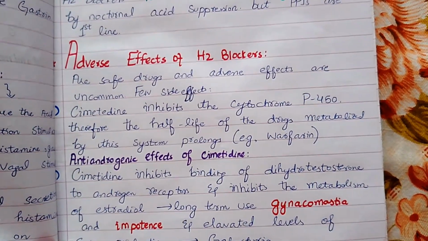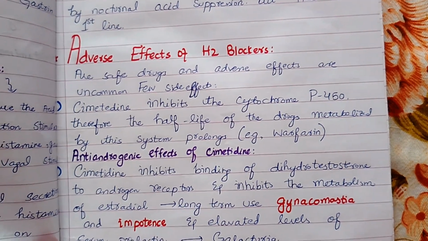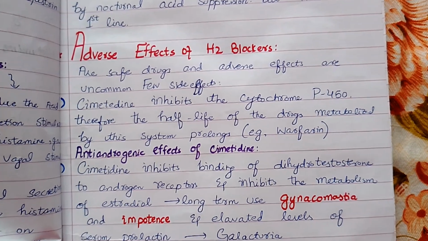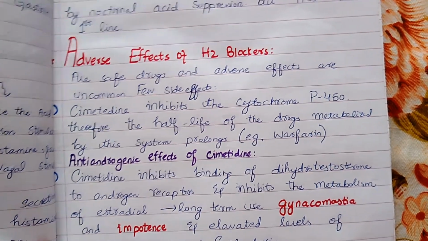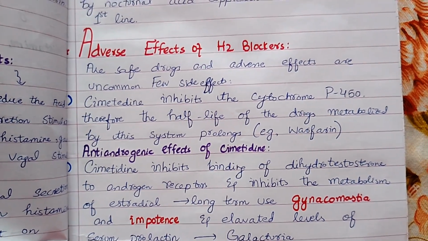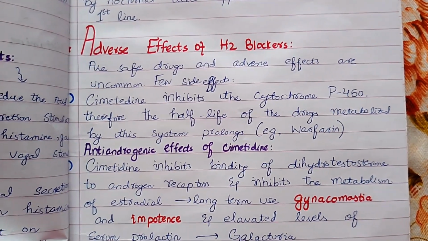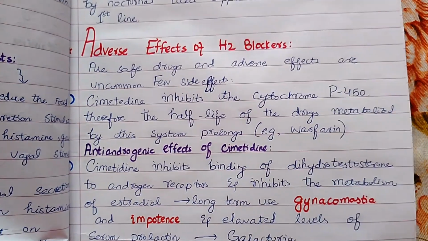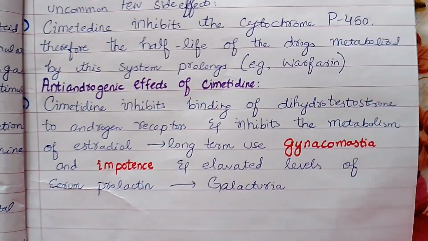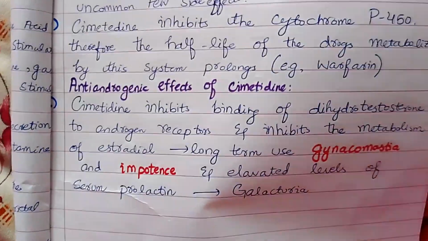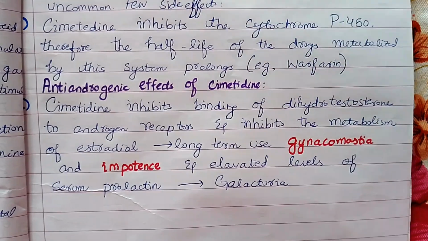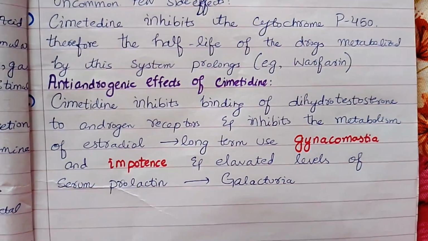So what are the adverse effects of the H2 blockers? Mostly they are safe and the side effects are uncommon, but a few side effects are mostly related to cimetidine. Cimetidine inhibits the cytochrome P450, therefore the half-life of drugs metabolized by this system is prolonged, for example warfarin. The anti-androgenic effect of cimetidine is really very important. Cimetidine inhibits the binding of dihydrotestosterone to androgen receptors and inhibits the metabolism of estradiol.